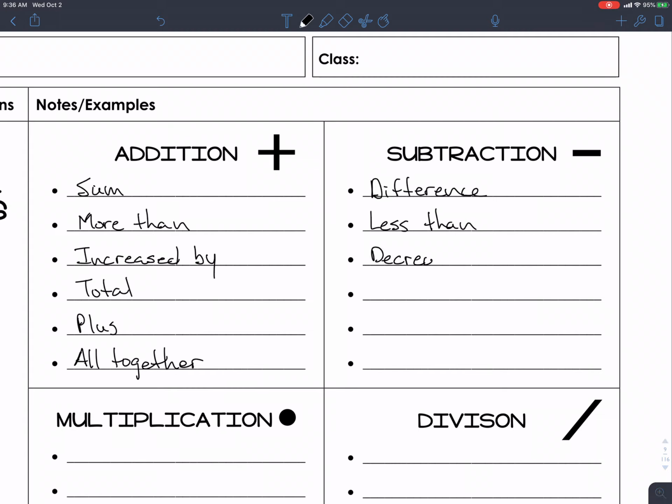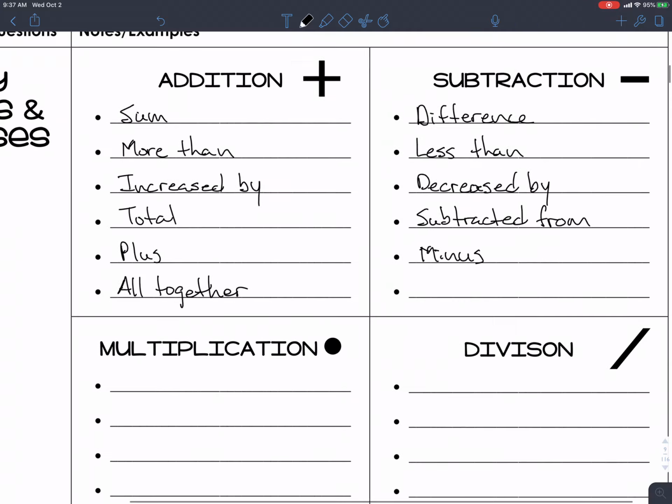Decreased by. If the number of eggs I have is decreased by 4, how many eggs do I have left? You're just subtracting. This one's pretty obvious. Subtracted from. And the big one, what's the opposite of plus? Minus. Subtraction is minus. Let's move down here to multiplication.